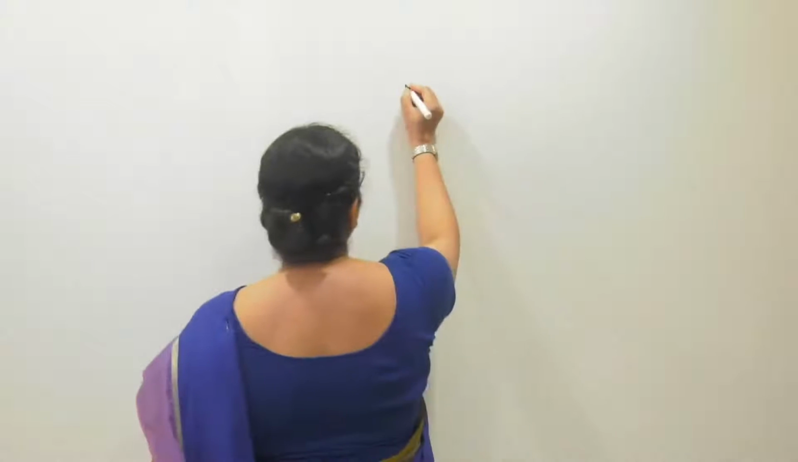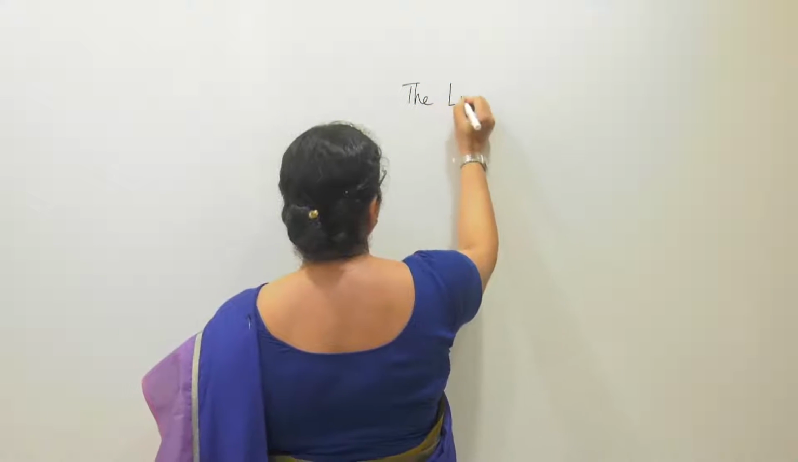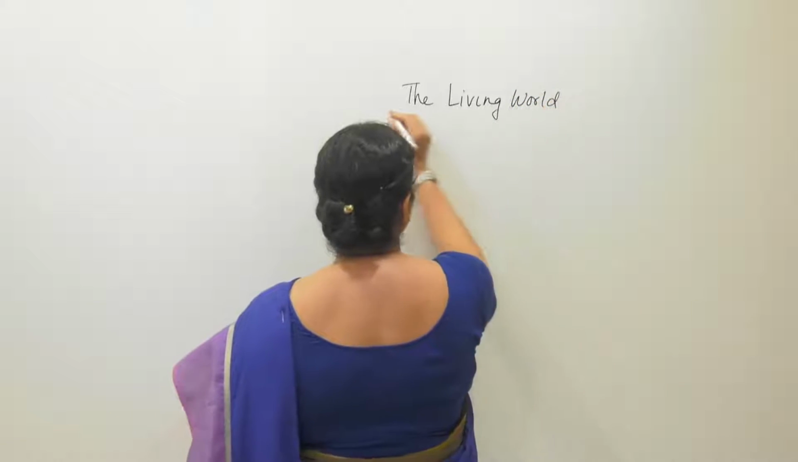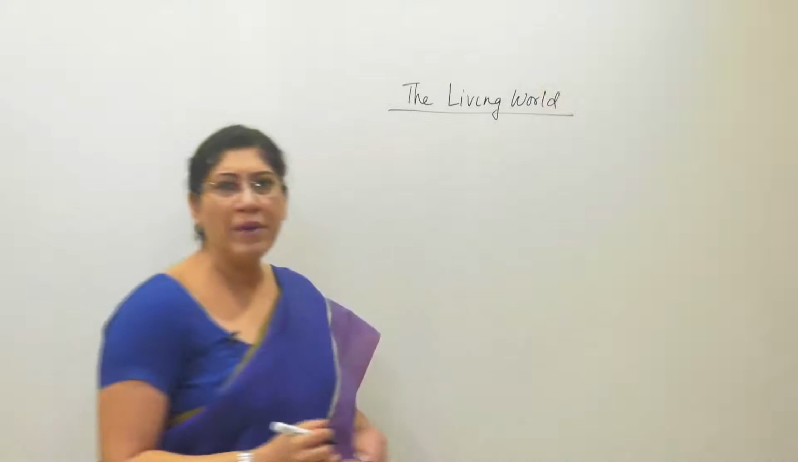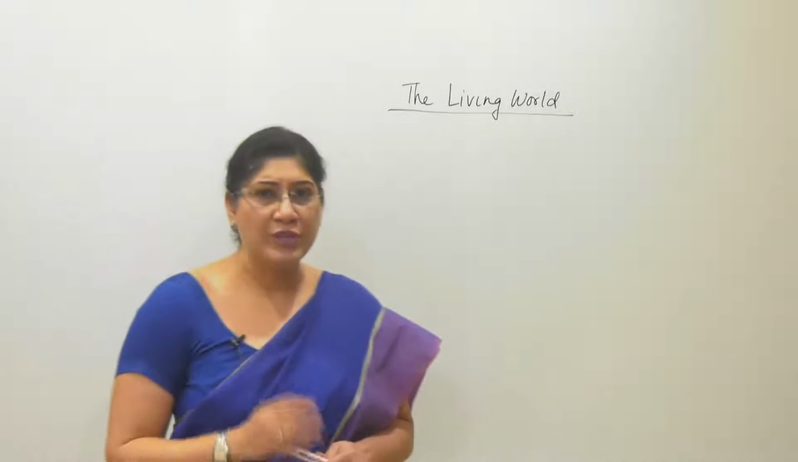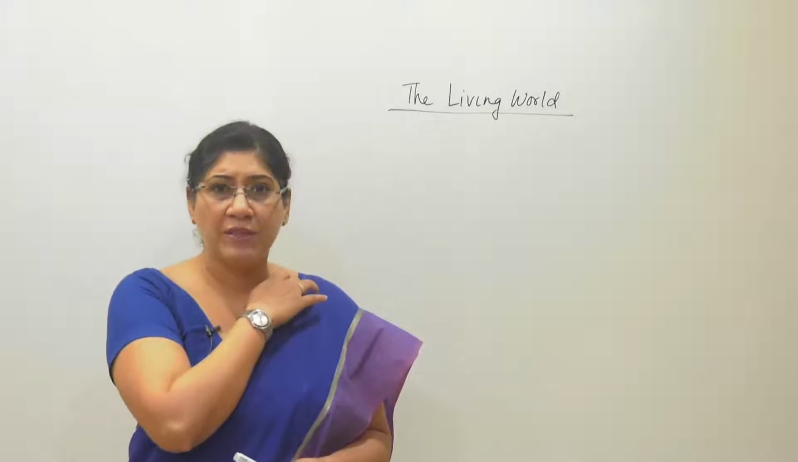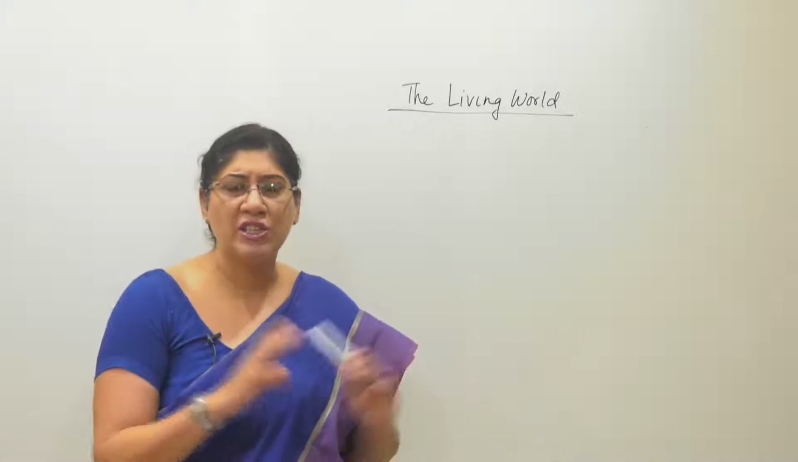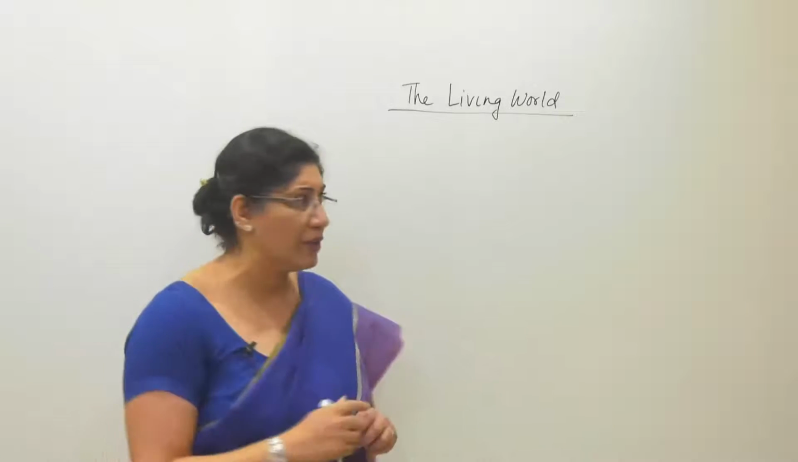So let us see what we are going to start with. We are going to start with the living world. A very basic chapter, but questions from it have always been asked. Some of the questions are overlapping or confusing, so let's go through the part which is confusing.